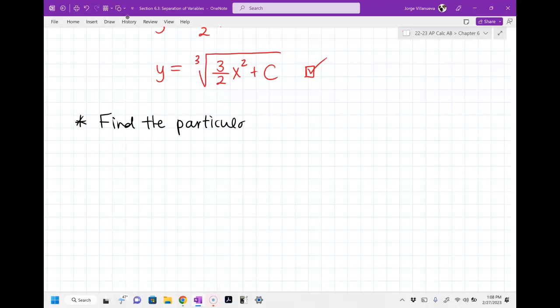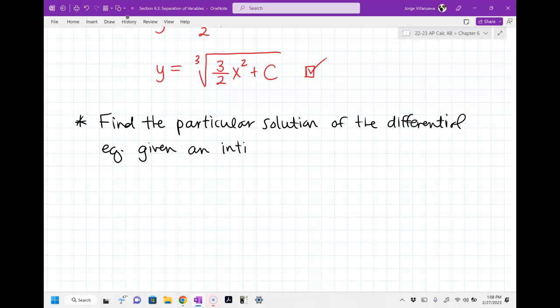Find the particular solution of the differential equation given an initial condition. An initial condition means they're going to give you a point, okay? So for initial condition, they're mentioning a point somehow.